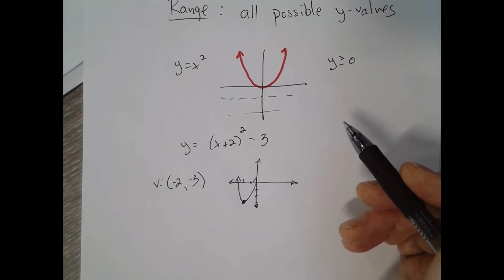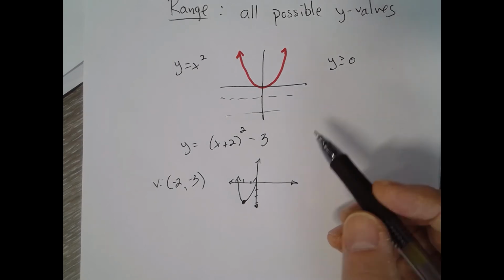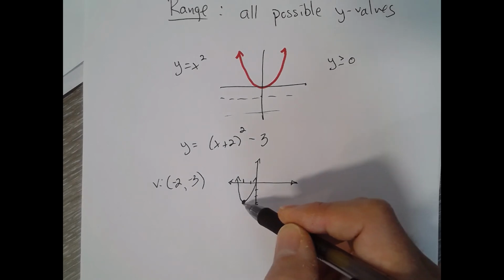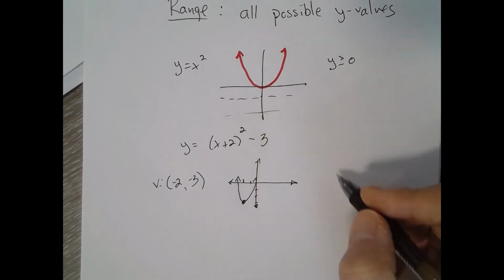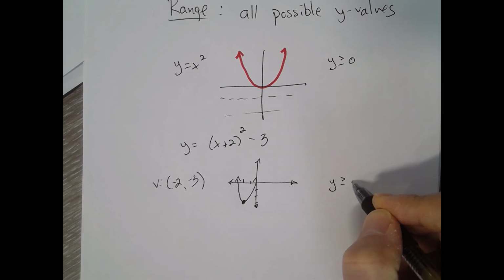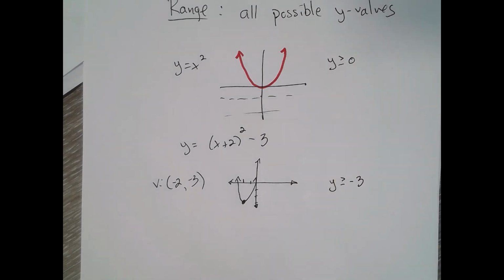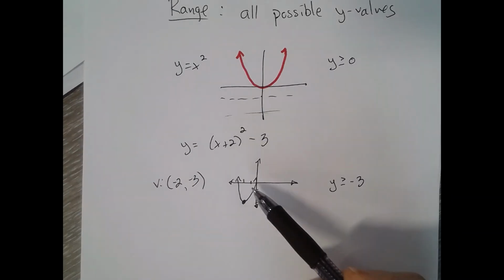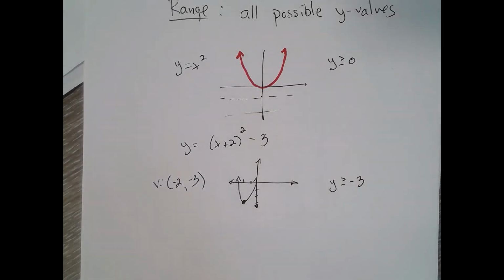Good. Melody says negative 3. She's right. The lowest point, negative 1, negative 2, it goes down to negative 3. So the range would be y greater than or equal to negative 3. All y values are negative 3 and above.